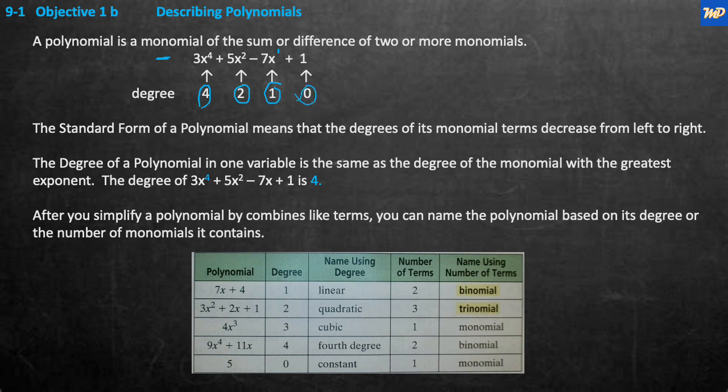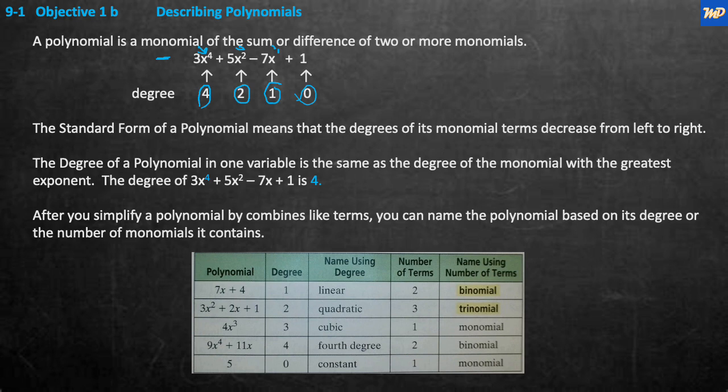The standard form of a polynomial means the degree of its monomial terms decreases from left to right. So this is the standard form. We have a power of 4 here, then a square, then a 1 and a 0, okay? These are decreasing from left to right. As long as that's what's going on, that is the standard form to write a polynomial, with the highest exponent on the left and in order down to the least on the right.